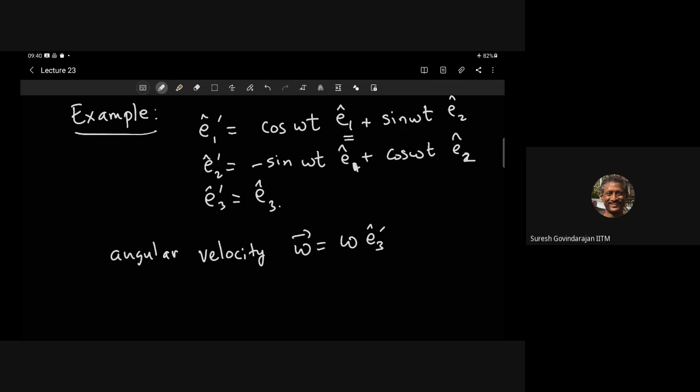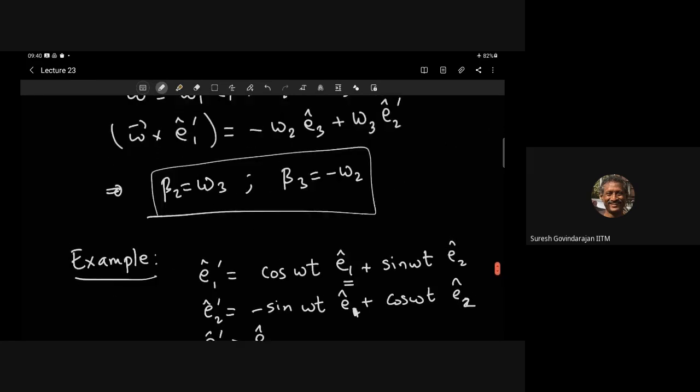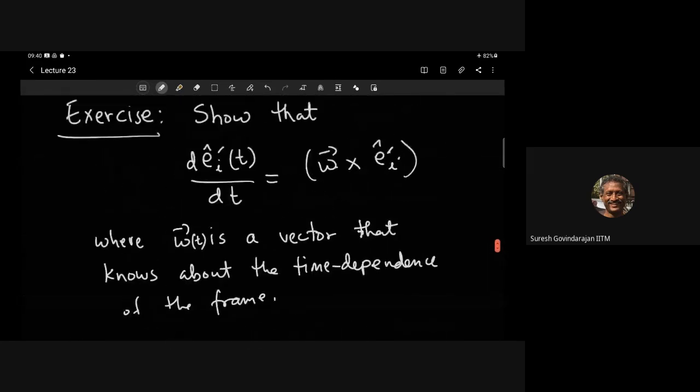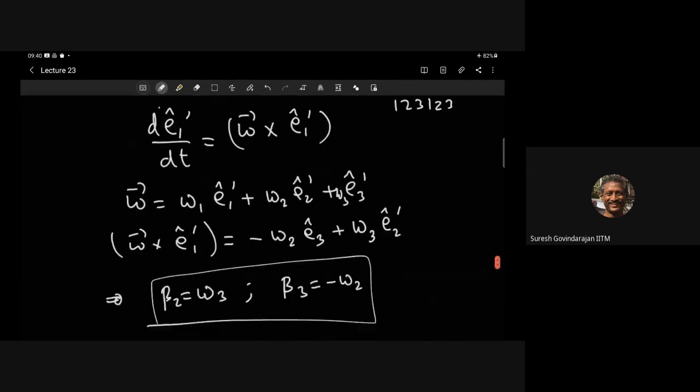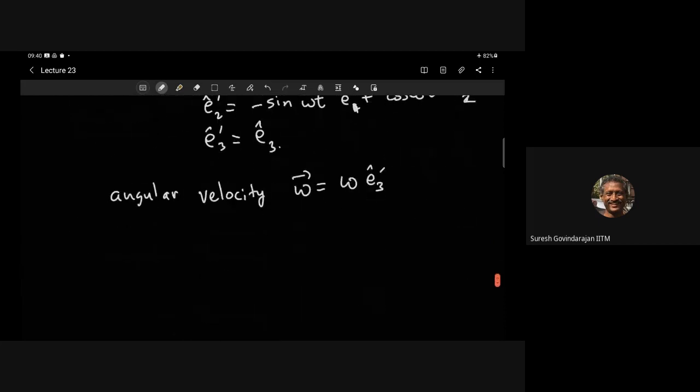So you just have to go back and do d by dt of this and check what you get. Please go ahead and check that the omega you get fits exactly this formula. Maybe there is a sign problem, you figure it out. I won't do that. So verify that.